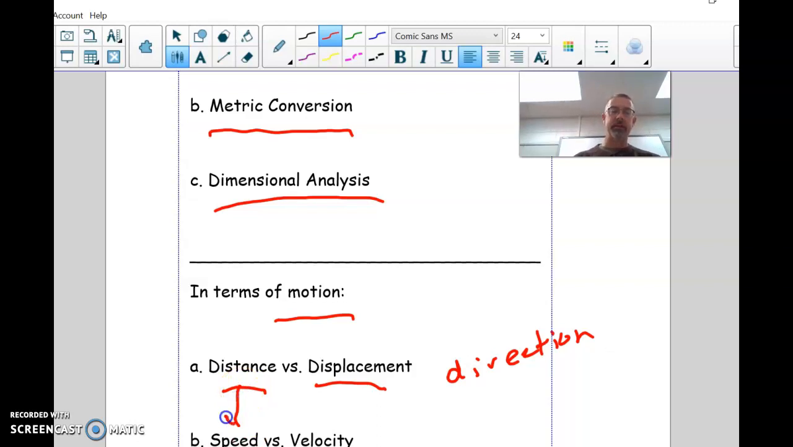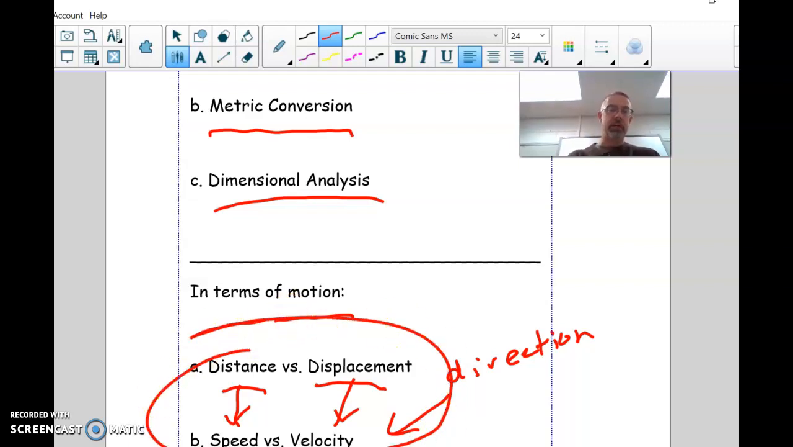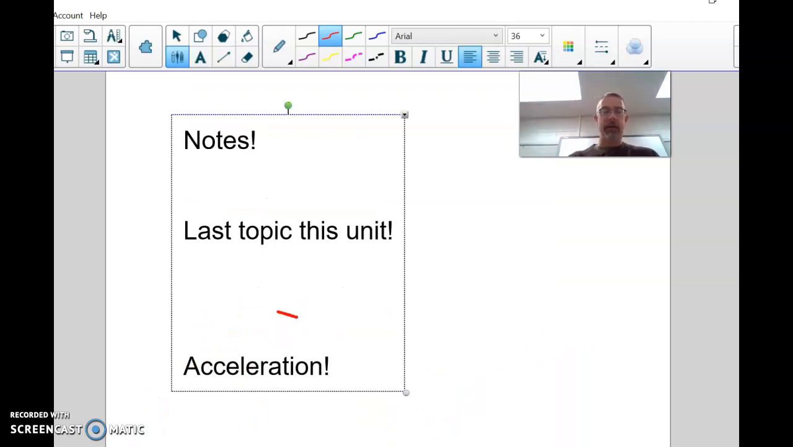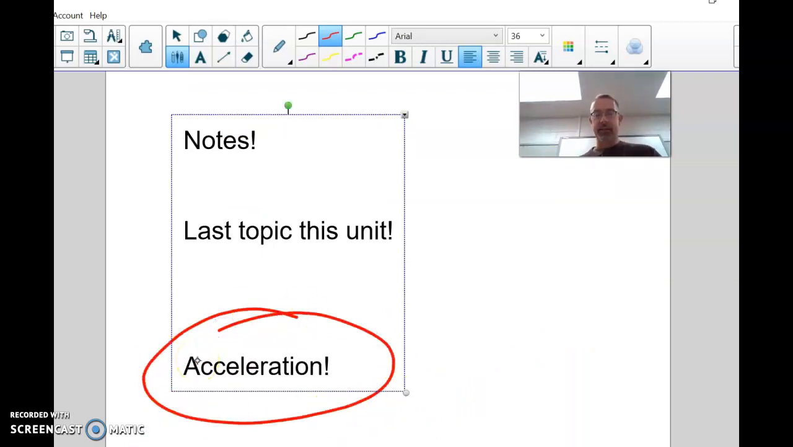Now distance is going to give us a speed. Displacement is going to give us a velocity. A velocity also includes a direction. So those are some things that we're going to build upon today. We need this basis down in order to talk about today's topic. And that topic is acceleration.